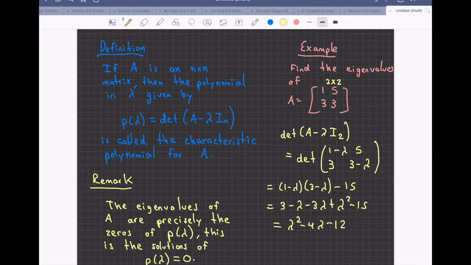And again, give me two numbers such that when you multiply them, you have negative 12, and when you add them, you have negative 4. So this is equal to lambda minus negative 6 and positive 2. Yeah, negative 6, positive 2. And then set this polynomial equal to 0. Set p of lambda equal to 0.